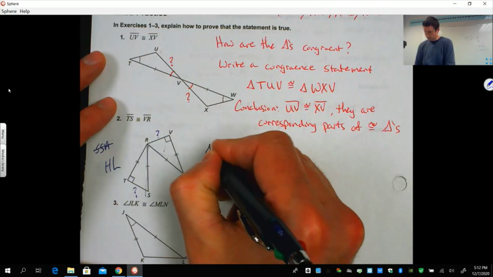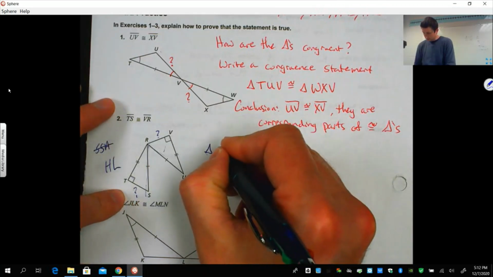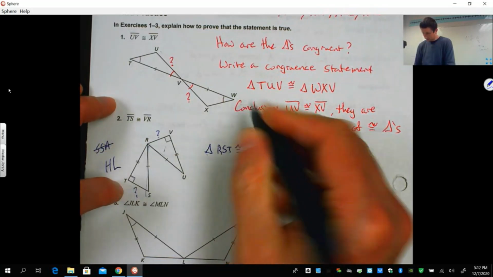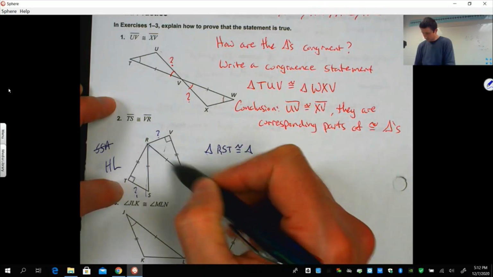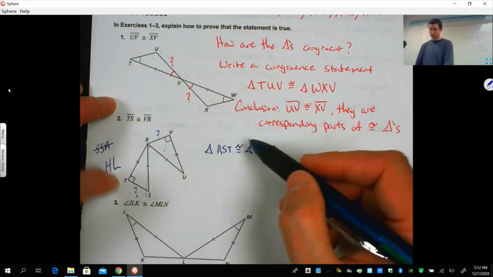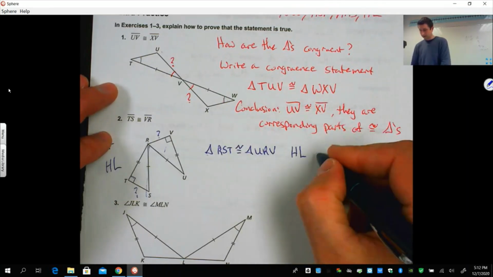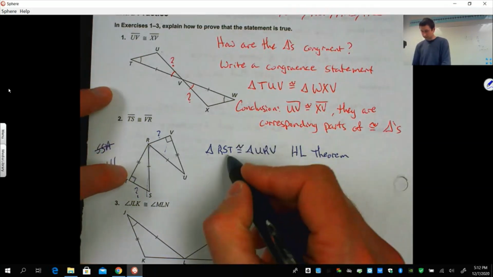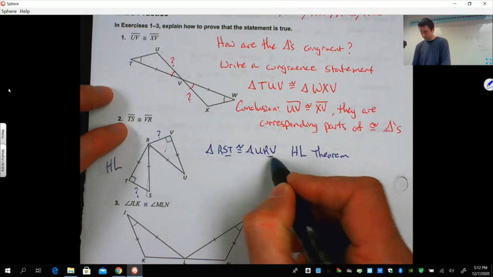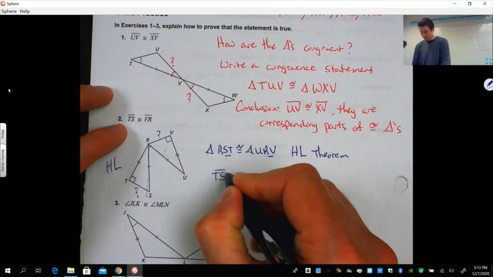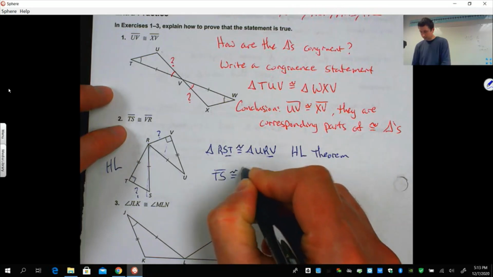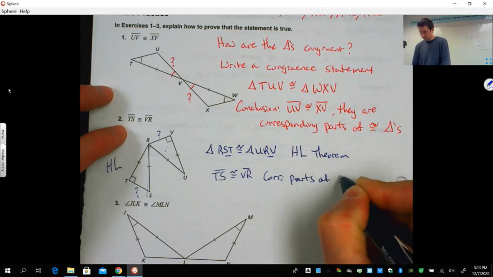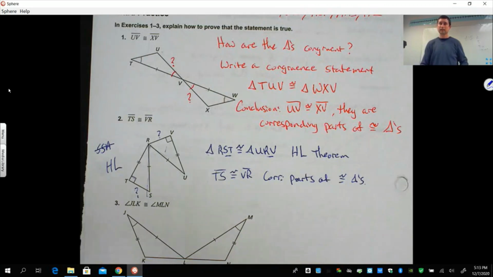So let's write our congruent statement. Triangle RST is congruent to triangle, so R would go to U, URV. Make sure you go in the right order. And a hypotenuse leg theorem, congruence theorem. So since those are congruent, notice TS is right there and RV is right there. So our TS is congruent to VR because they're corresponding parts of congruent triangles.